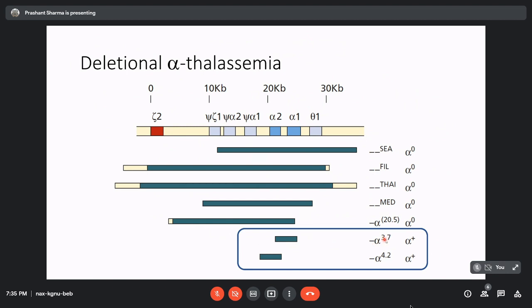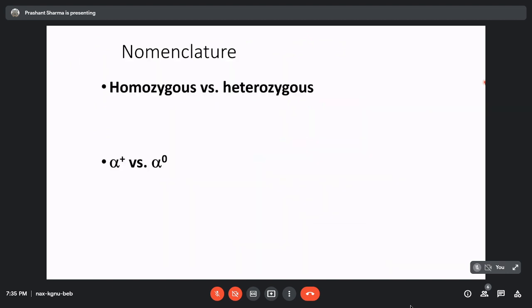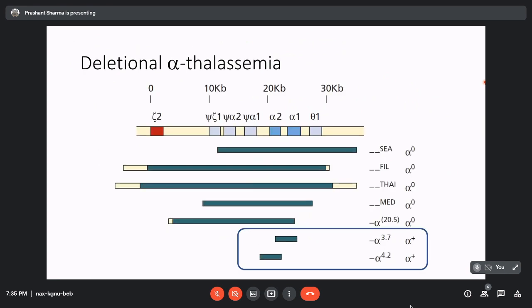This is a minus alpha 3.7 kilo base pair deletion. So this one is going to lop off a part of the alpha 2 and a part of the alpha 1, giving rise to a fusion gene, an alpha 2 alpha 1 fusion. And then we have the minus alpha 4.2 kilo base pair deletion, which is going to delete the alpha 2 globin gene, which is of course the major producer. So with that background, we can talk about how to name these genes. Maybe I can introduce it in this figure itself.